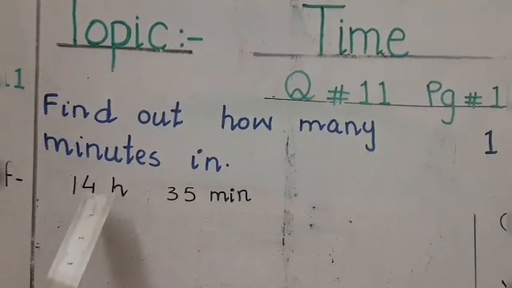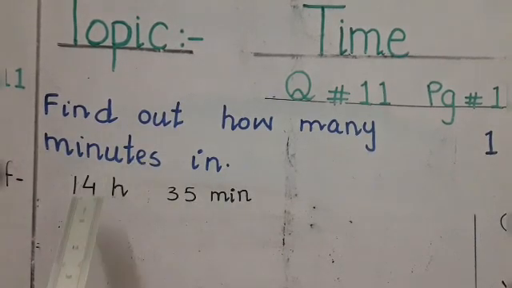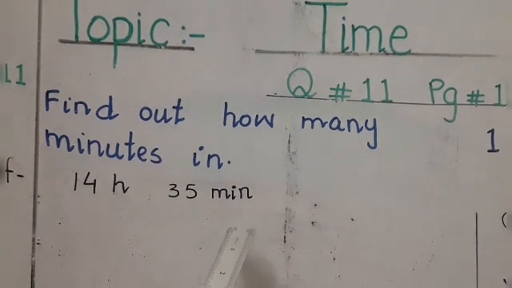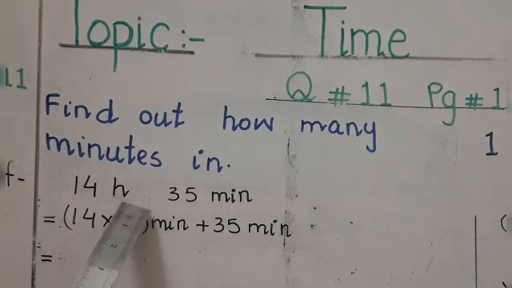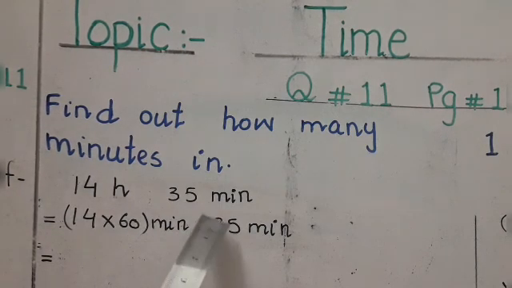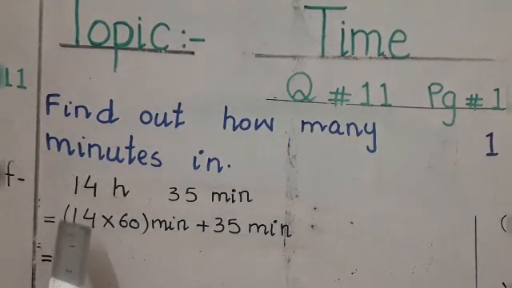Move to the next question. 14 hours and 35 minutes. So 14 multiplies 60 plus 35 minutes. Okay students, I arrange the numbers. 14 multiply hour, in 1 hour there are 60 minutes, so 60 minutes, and plus 35 minutes. So we will multiply both of these numbers. As you know, 14 multiplies 60 will be a long multiplication. So how easily can you multiply these numbers?